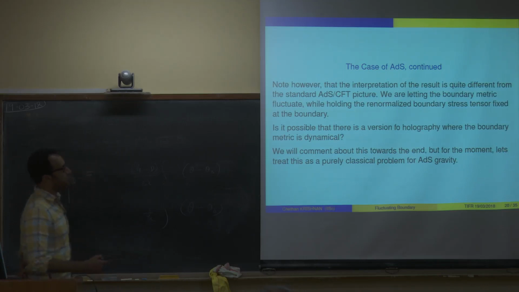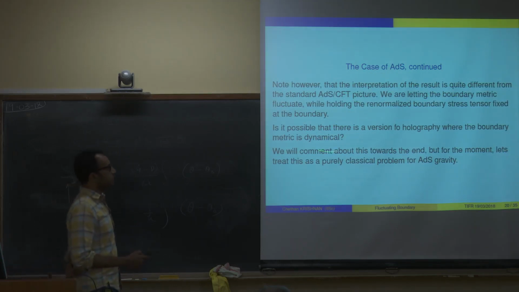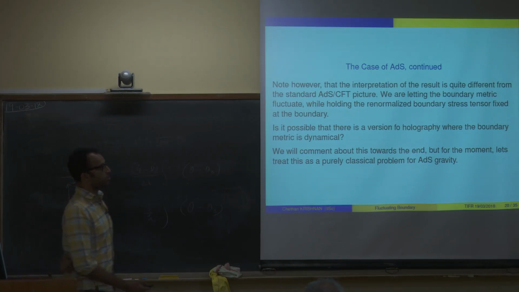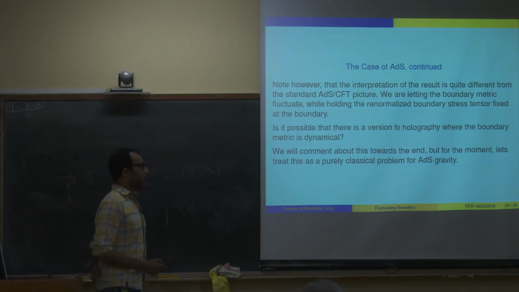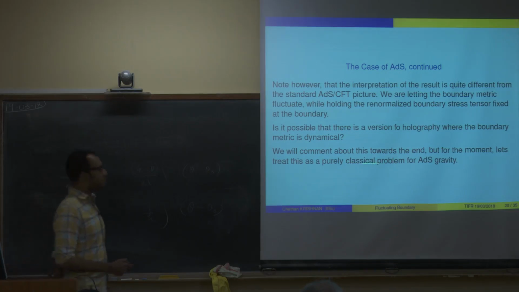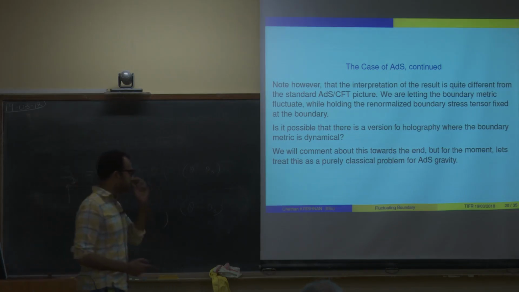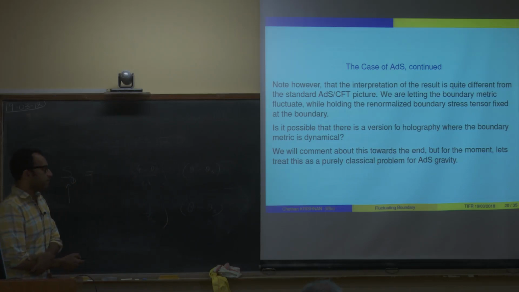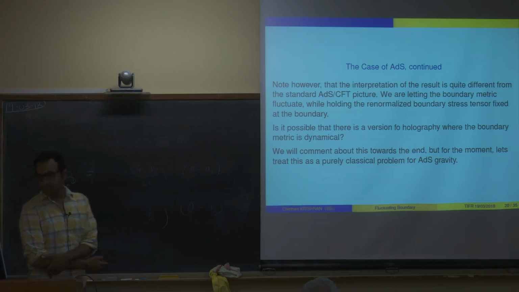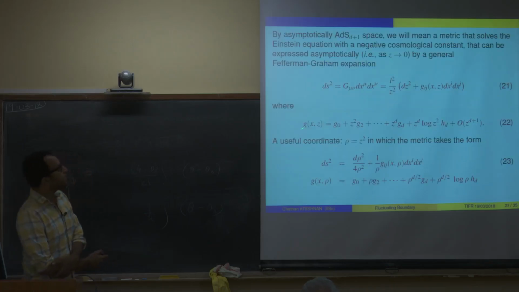This is related to various questions that have been raised. Note, however, that the interpretation of the result is quite different from the standard ADS/CFT picture. We are letting the boundary metric fluctuate while holding the renormalized boundary stress tensor fixed at the boundary. So is it possible that there is some version of holography where the boundary metric is dynamical? I will not make many comments about it, even though I have some speculations about it.